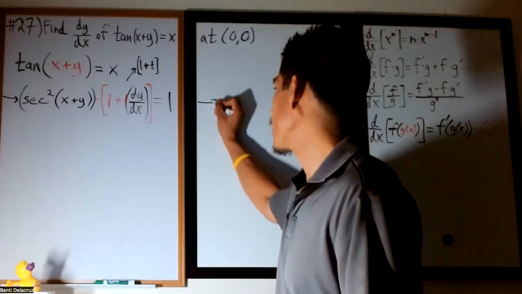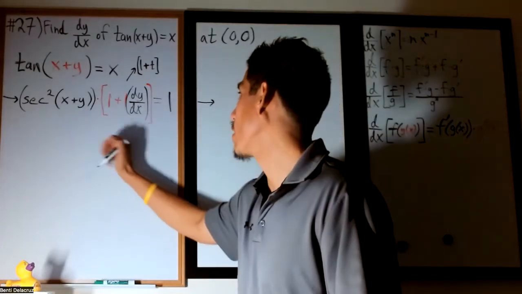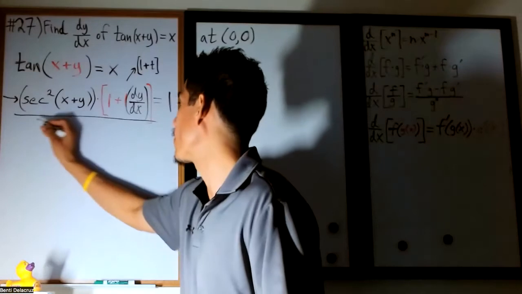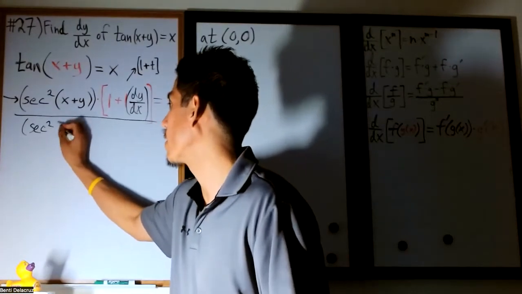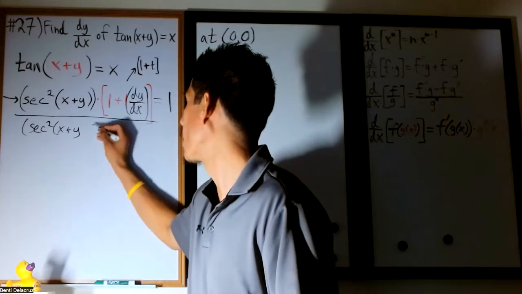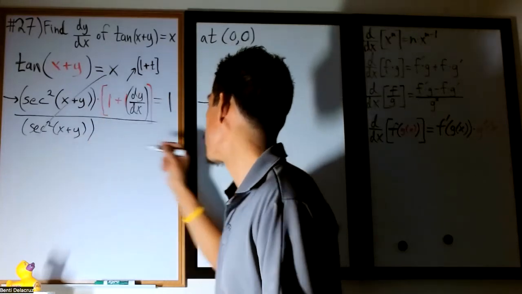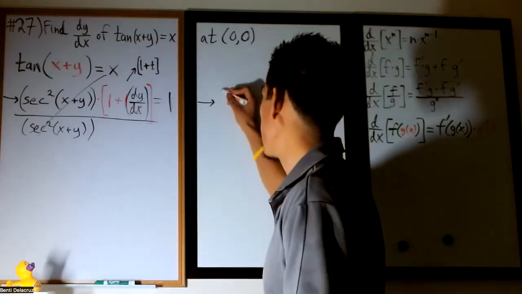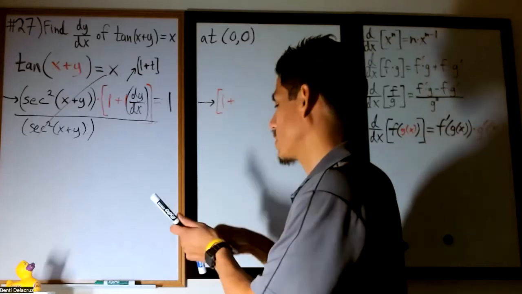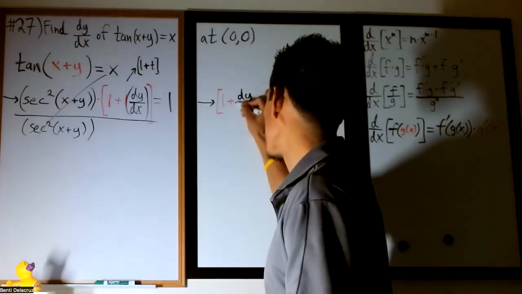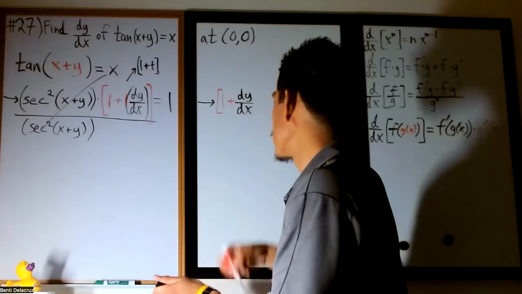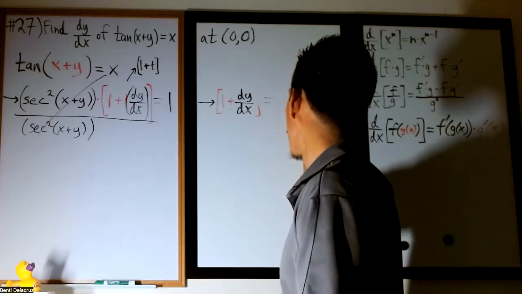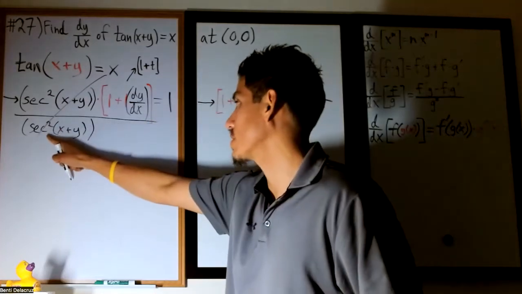So going over here, if we divide both sides by the secant squared of x plus y, this whole thing fades away. And on the left, we'll just have 1 plus dy/dx. That'll be equal to 1 all over the secant squared of x plus y.